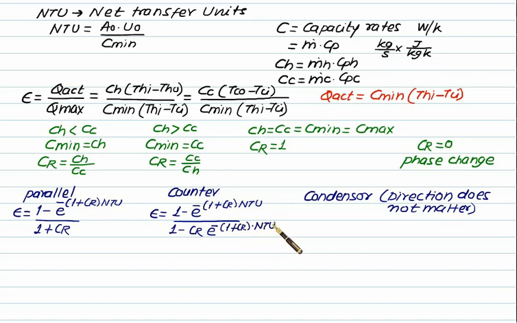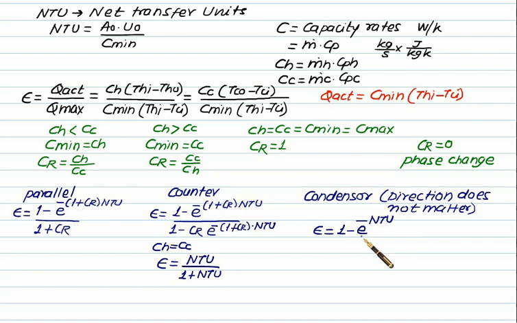And if you have the special case in which Ch equals Cc, in that case effectiveness is given as NTU upon 1 plus NTU. This relation is valid only for counter flow. Whereas for a condenser, since the direction does not matter, whether parallel or counter, we have only one equation, and this time effectiveness is given as 1 minus e to the power minus NTU.